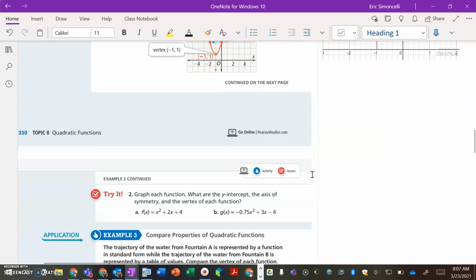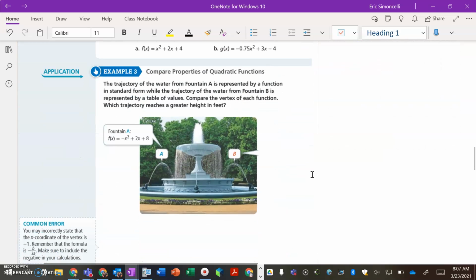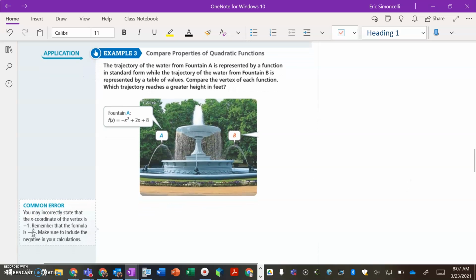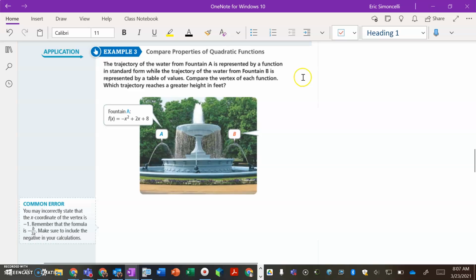Let's move on. Example 3. Compare properties of quadratic functions. The trajectory of the water from fountain A is represented by a function in standard form, while the trajectory of the water from fountain B is represented by a table of values. Compare the vertex of each function. Which trajectory reaches a greater height in feet? So here's parabola A. You can see that take shape thanks to this equation, -x squared plus 2x plus 8.